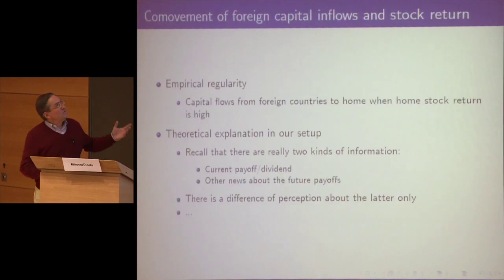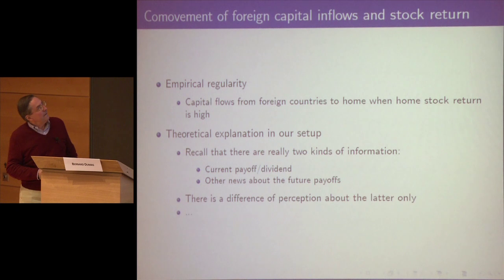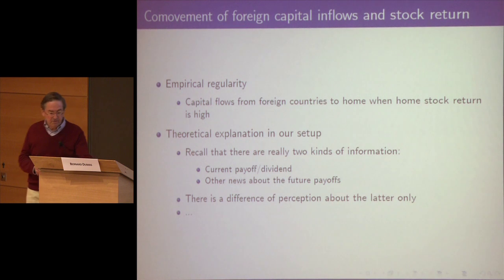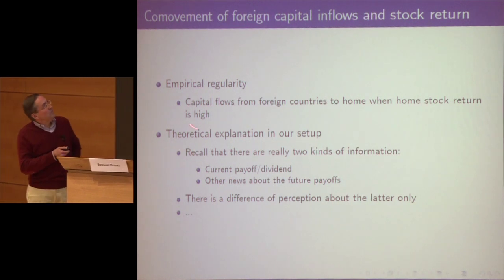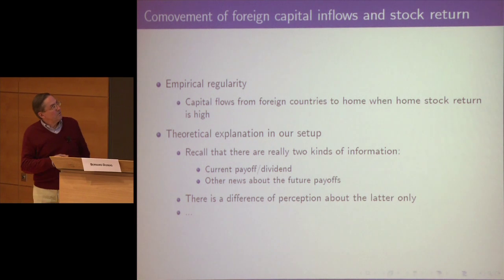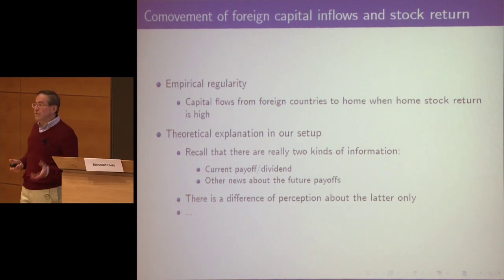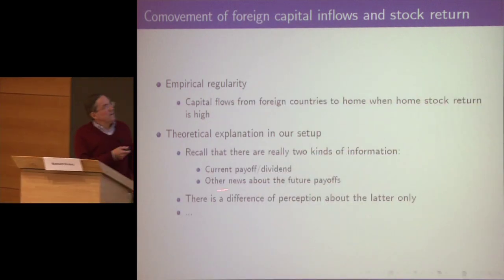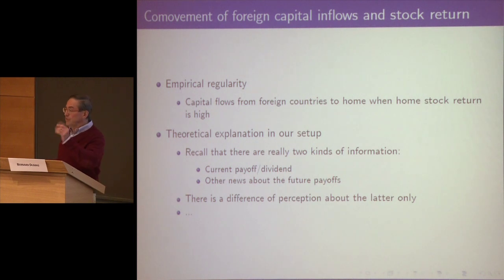Okay, so let me just show you how the model works. It explains the empirical evidence I have mentioned to you. So you remember the first empirical regularity, that capital flows from foreign countries to home when the home stock return is high. And I want to explain to you why this happens in my model. You remember that there are two kinds of information: the output or the payoff on the one hand, and other news about the future payoff, which I called signal.